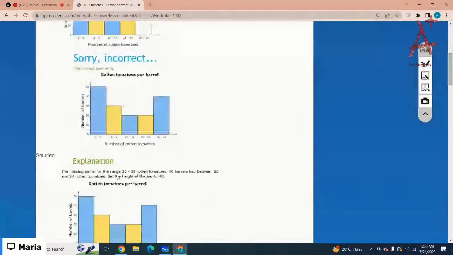The missing bar is for the range 20 to 24 rotten tomatoes. 40 barrels had between 20 to 24 rotten tomatoes. Set the height of the bar to 40. That's what I did. Just add a bar with the height 40. Got it?